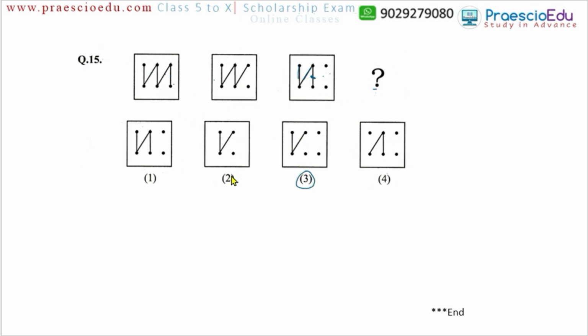So option number 3 perfectly matches our series or sequence. In option number 2, the lines are there but the dots are missing. Here the third dot is missing, so this option is incorrect. So option number 3 is perfect, or we can say correct, for question number 15.